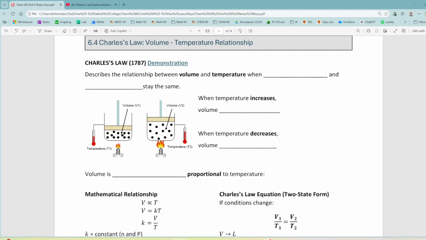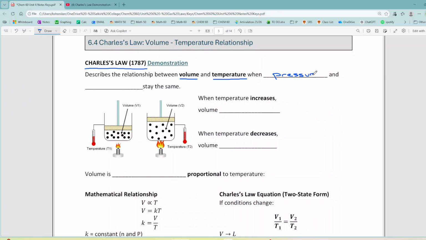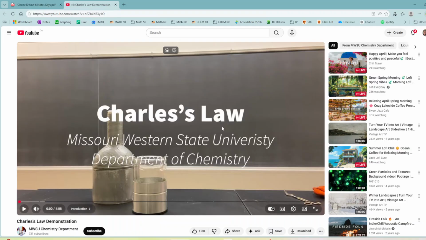The next law we're going to look at is Charles's Law. Now, Charles's Law was declared in 1787, and he was describing the relationship between volume, but this time with temperature. So think about those four key properties of gases we're talking about: volume, pressure, and number of moles. So if they are investigating the relationship between volume and temperature, then pressure and number of moles must stay the same. All right, let's show a little demo.